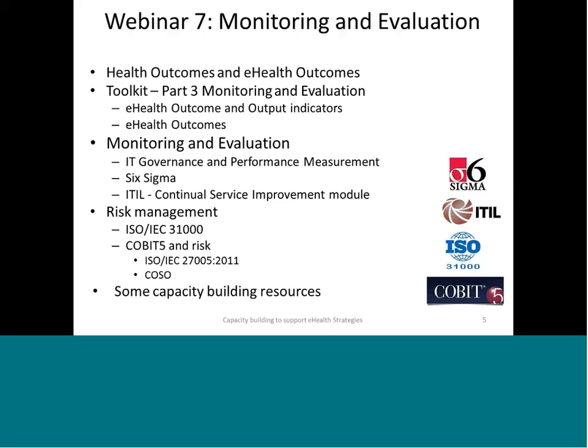tools and standards that are available to be used, particularly in terms of IT governance, and then Six Sigma and ITIL in their continual service improvement module. And then to look at the second part of the question about IT governance, which is to do with risk management. There are standards from ISO and COBIT to look at there. And then, as before, I'll suggest some possible capacity building resources for you to review and select from.